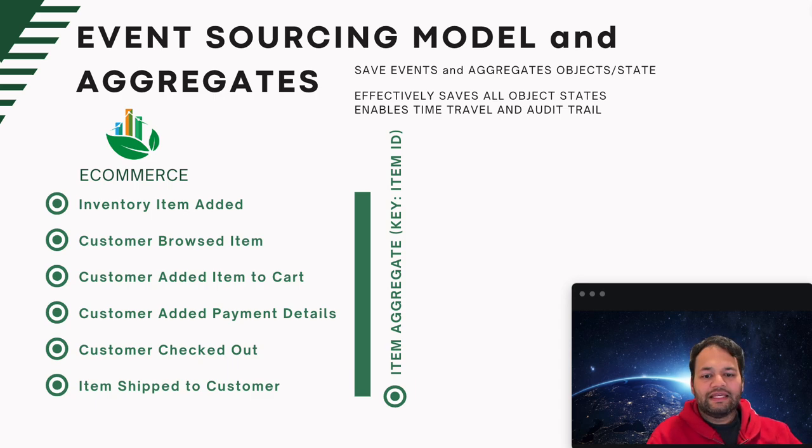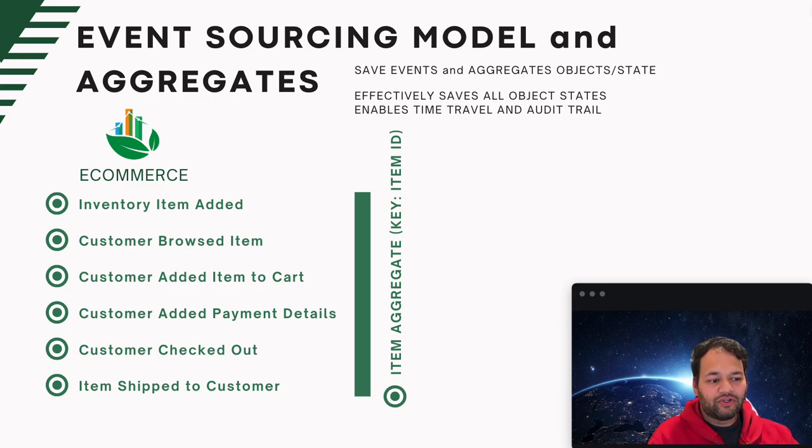Now, if you're thinking in terms of objects, one of the objects that we considered is the item. And all of these events, whether the item was browsed or item inventory was added, or customer added an item to the cart, or even internal events that happen in the system, anything that impacts the item object, all of those events can be put together using an item key, which would be the item ID, and we can call that the item aggregate.